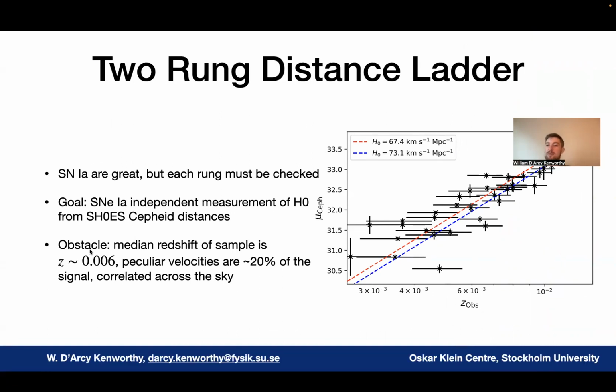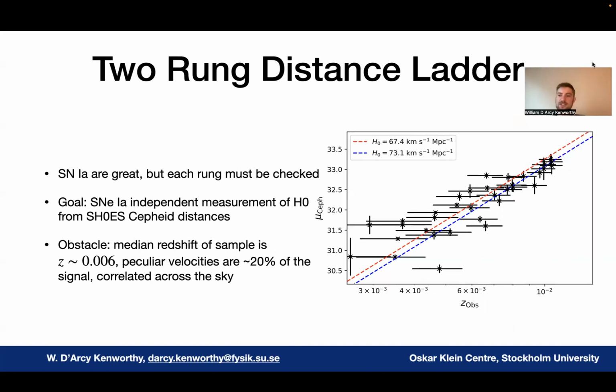One way to do that would be to entirely eliminate them from the distance ladder. If we find that cutting them out of the distance ladder doesn't affect our result, that would be an indicator that type 1a supernovae are not the source of the Hubble tension. So what we want to do then is a 2-rung distance ladder using geometry and SH0ES Cepheids to measure the Hubble constant independently of type 1a supernovae.